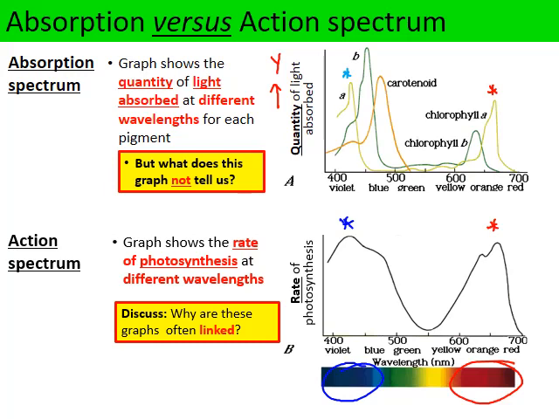So we can correlate the two graphs. The absorption spectrum shows us the amount of light energy being absorbed in the blue and the red parts of the spectrum. And we can now say with a little bit of certainty that this light energy is probably being used directly in photosynthesis, because the rate of photosynthesis at these parts of the visible spectrum are very high, where we've got absorption of large amounts of blue and red light.